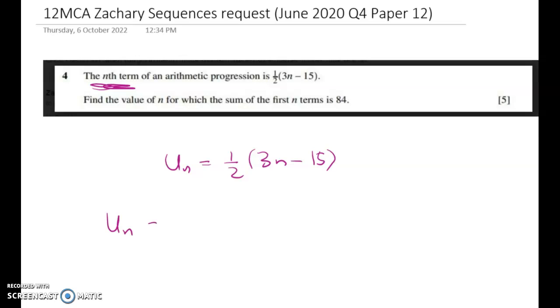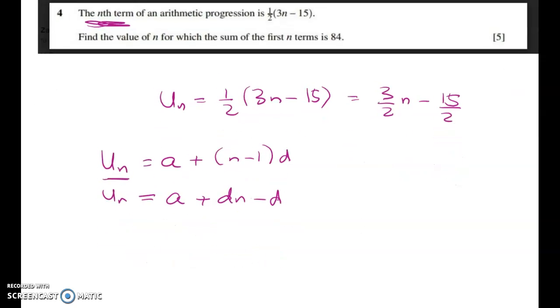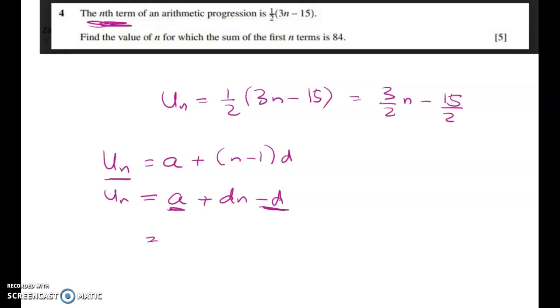So we know that u_n is equal to a plus (n minus 1)d. So what we need to do is match up some things with that formula. In here, if we expand out, we get 3 over 2 n minus 15 over 2. So doing this purely mechanically, if we match that up to this formula here, we get that u_n is equal to a plus dn minus d. We can regroup this into a constant term, which is a minus d, plus dn. And that lets us see that the common difference is the coefficient on the n.